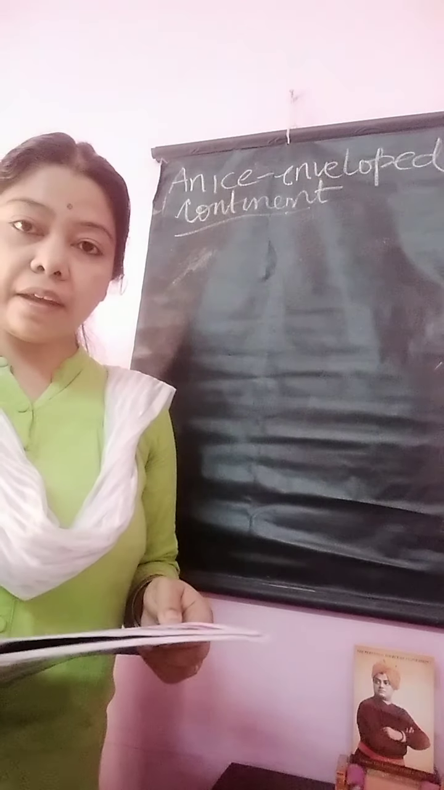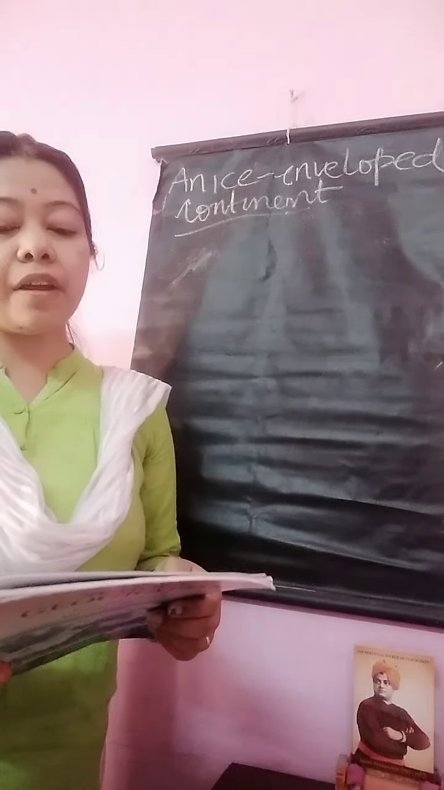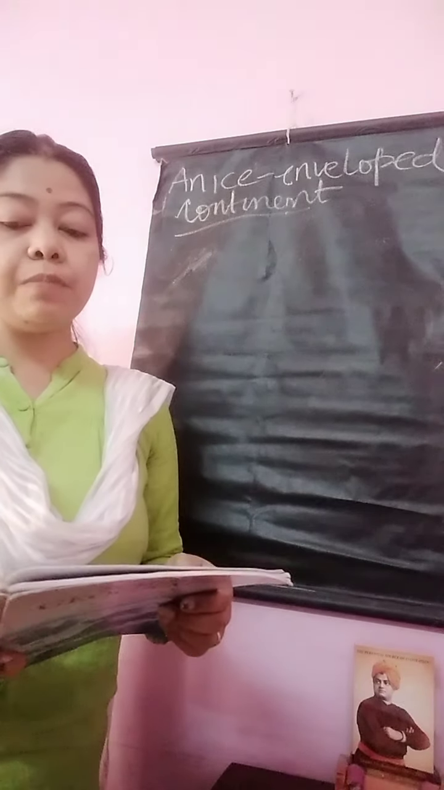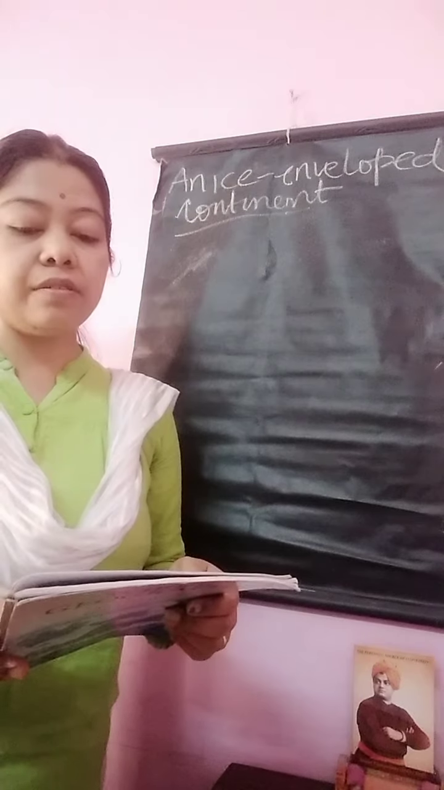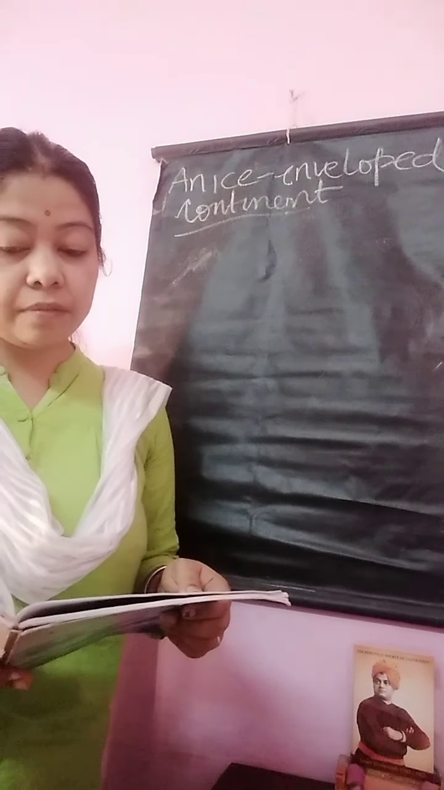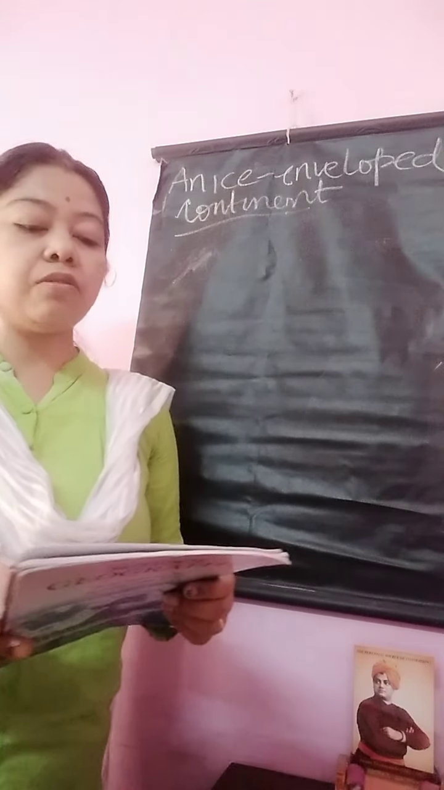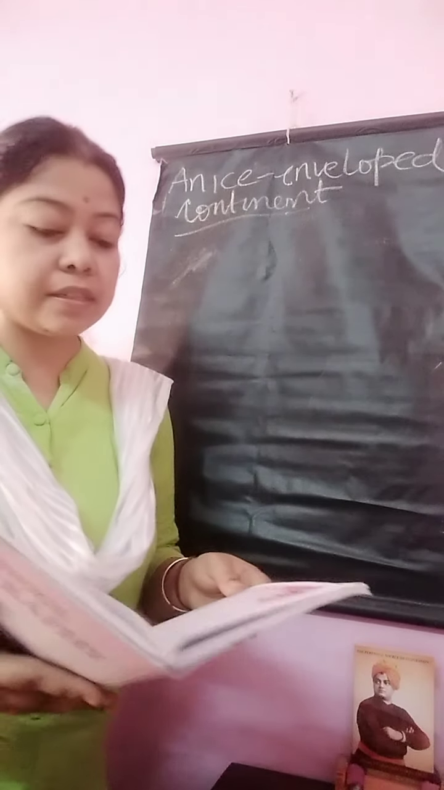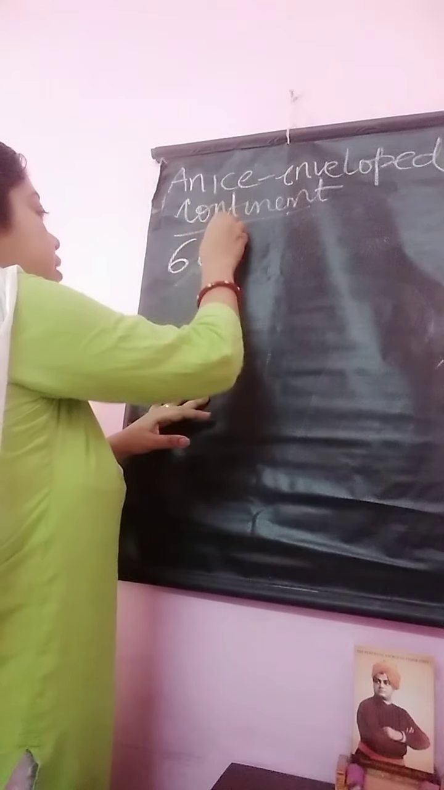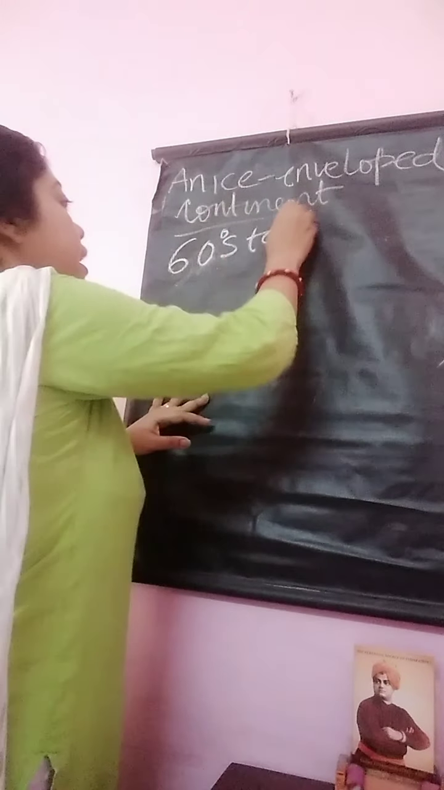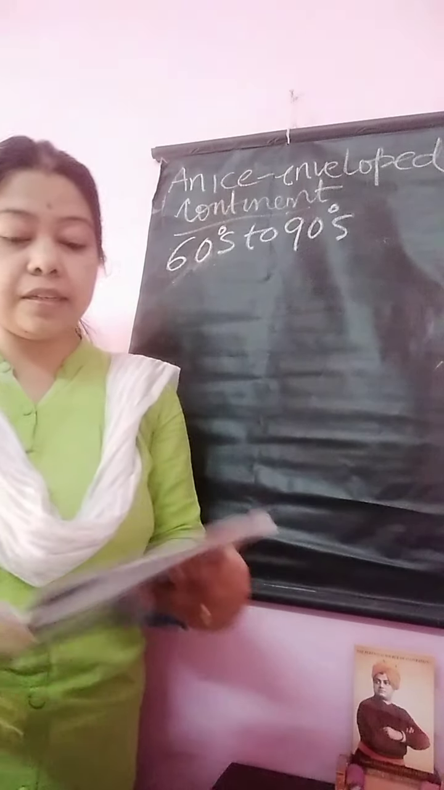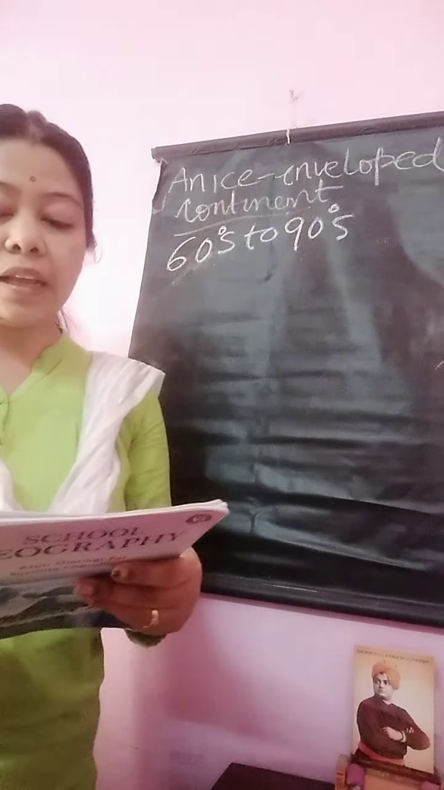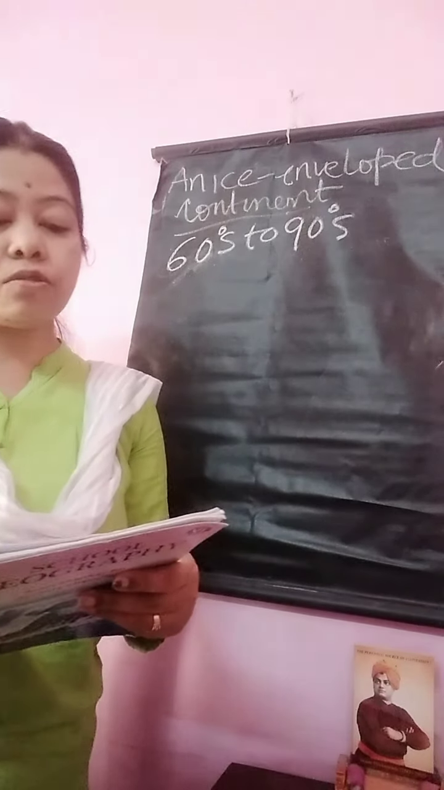The word Antarctica, underlined, is derived from the Greek word Antarctic, meaning opposite to the north. Situated in the Antarctic region of the southern hemisphere, almost entirely south of the Antarctic Circle. So what is the latitudinal extension? 60 degrees south to 90 degrees south. This is the latitudinal extension of Antarctica, and it is surrounded by the Southern Ocean.